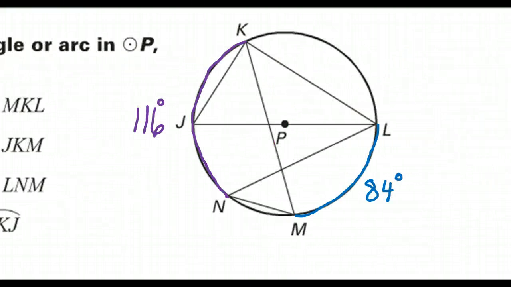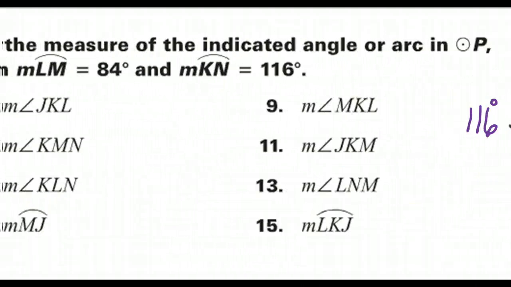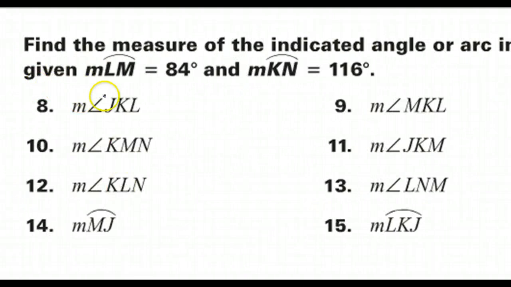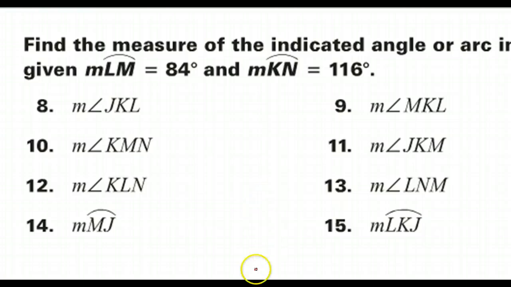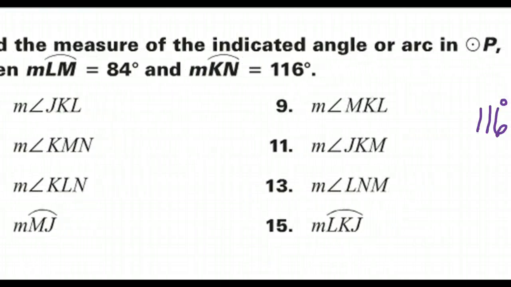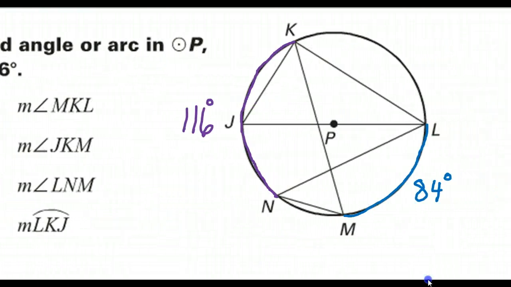Anyway, now that we've marked the given, let's look at what we're supposed to find. So for number 8, we're supposed to find the measure of angle JKL. Okay, I like to mark what I'm trying to find in red. So angle JKL, we are trying to find this angle right here. J to K to L.